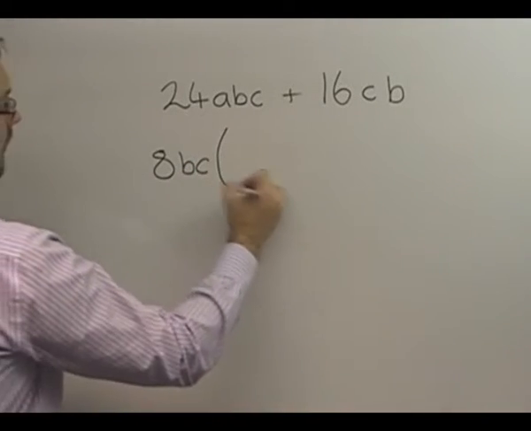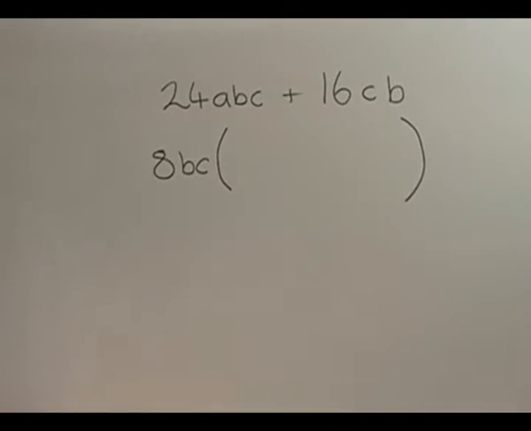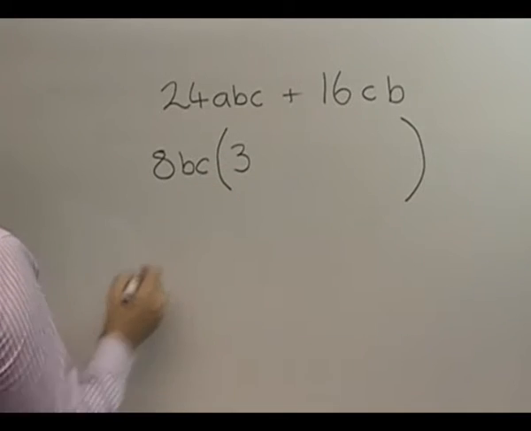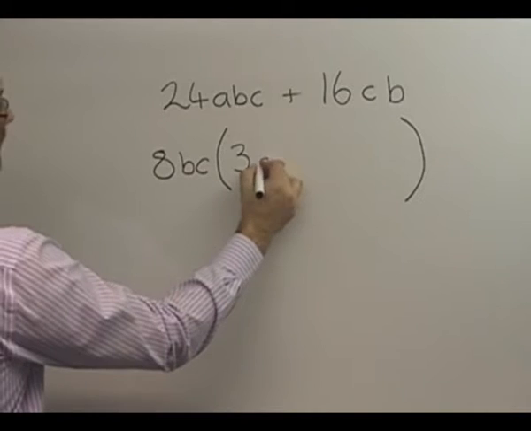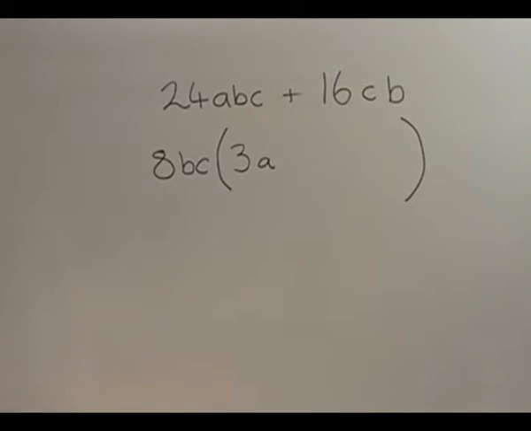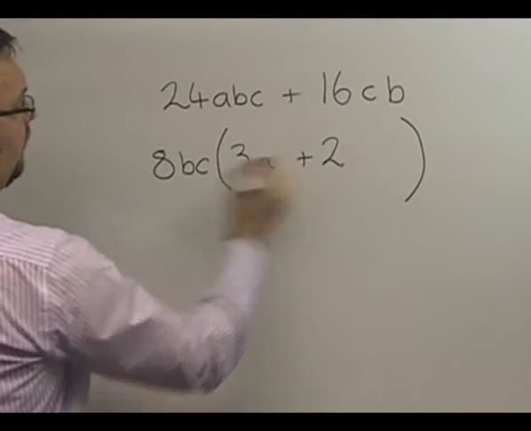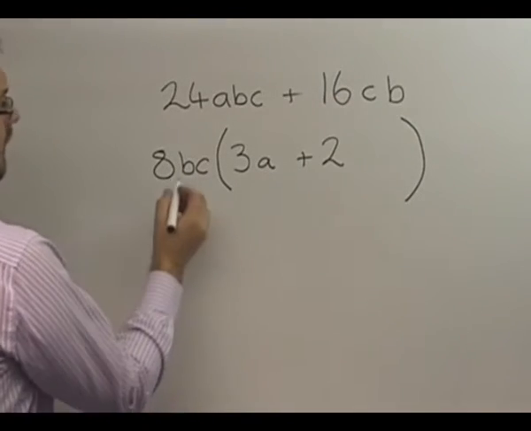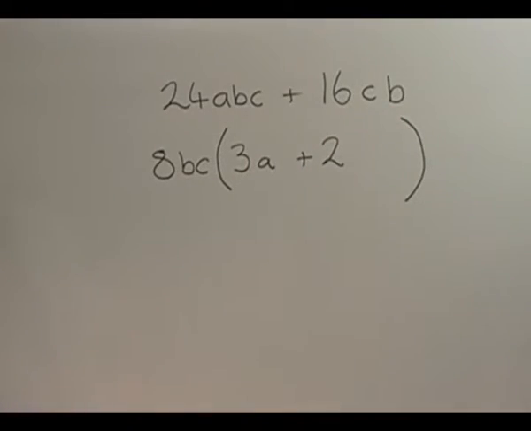So I'm going to take out as a factor 8BC. Okay, so 8 times what is 24? Well, 3 8s are 24. And I've got BC, but I want ABC. So BC times A is ABC. And it's added, so I've got 8 times what is 16? That's 2. 8 times 2 is 16. And then I've got BC, well I've already got BC there, just the other way around, so that's fine.